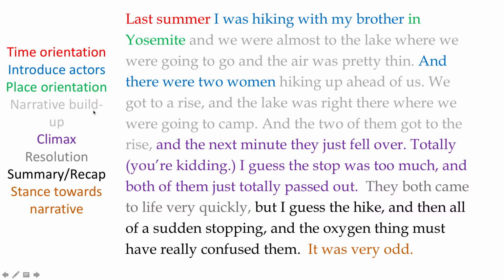We also have this narrative build-up. So this often happens, it's a sequence of events that are in chronological order, and it's in the past tense. That's a very characteristic, that's kind of how we know that we're dealing with a narrative, is that we usually have a time, an actor, and a place orientation, plus a series of events that are narrated in the past tense.